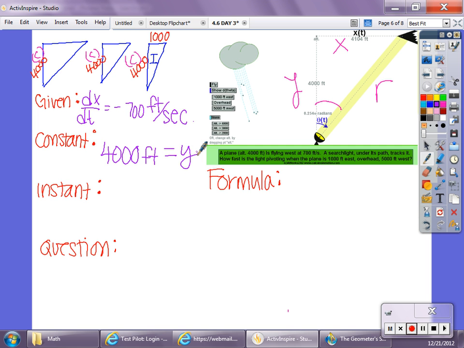I want to know how fast the light pivots exactly when the plane is 1,000 feet east, so that's my x value, exactly 1,000 feet. The question it's asking me, remember we decided in the beginning, was d theta dt. All right, so there's everything I need. So there must be some formula that relates this angle to the information that's given.